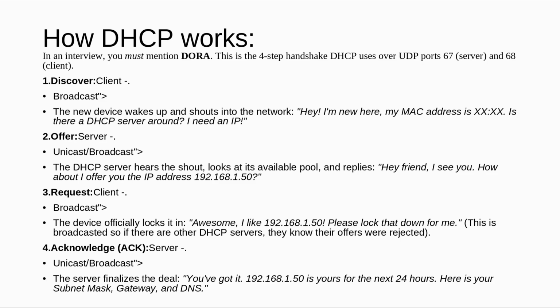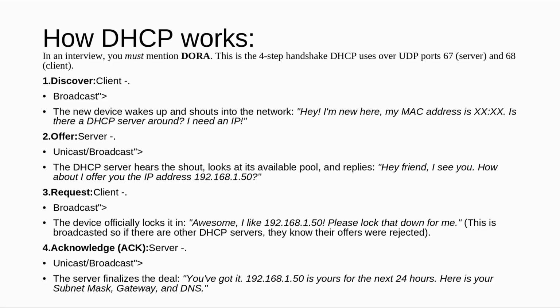So let's understand what is discover. When a new device wakes up, it shouts in the network, like, hey, I'm new here, my MAC address is this, is there a DHCP server around, which is basically a router? I need an IP. What offer does is, once the DHCP server hears the shout, it looks at its available pool and replies, hey, I see you are a new device in this network. It offers an IP address along with its default gateway, DNS server and all. That is how a server offers it.